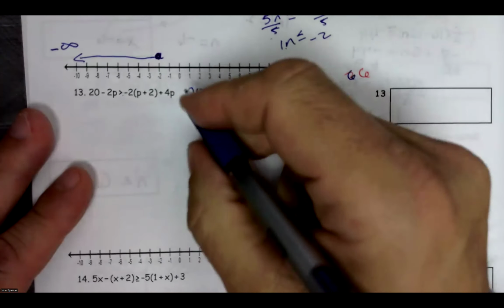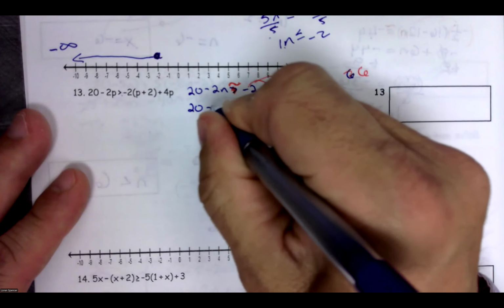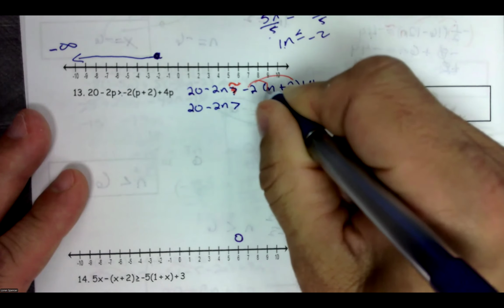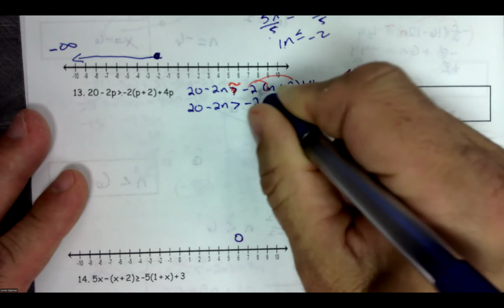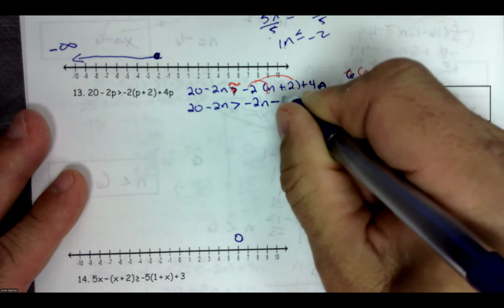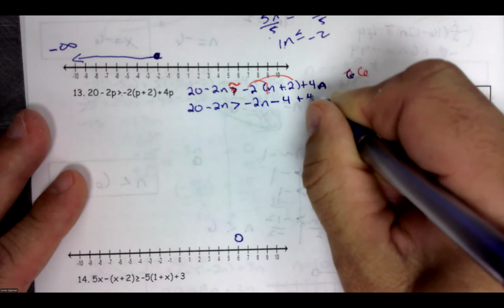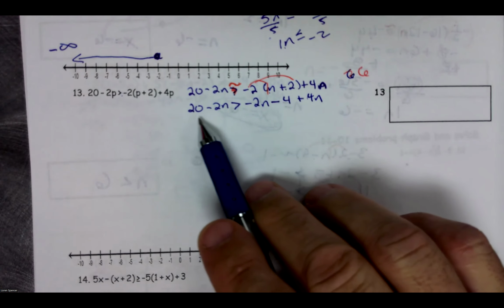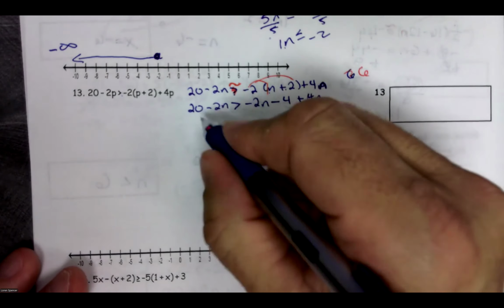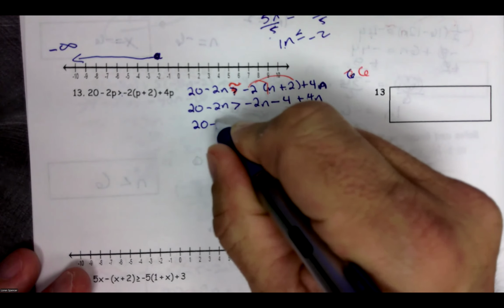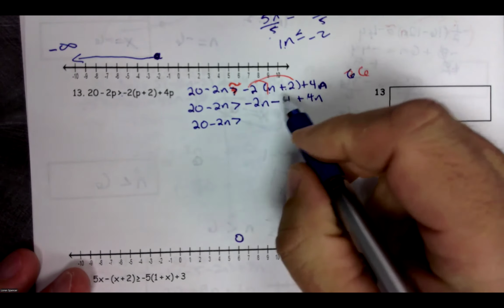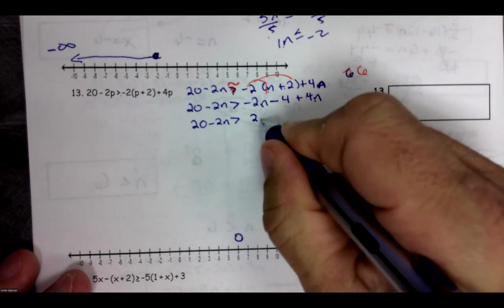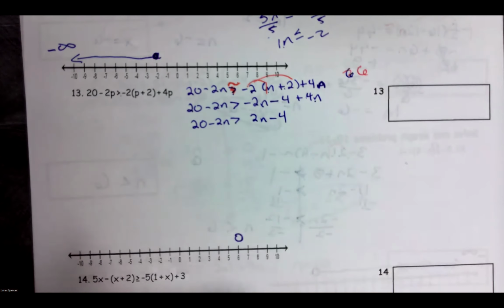So we have 20 minus 2n, copy the sign, greater than. Distributing, this is negative 2n. 2 times 2 is 4, so minus 4 plus 4n. All right, we want to combine like terms. Nothing to combine on this side, so we can just copy it down. So 20 minus 2n. Here I can combine the negative 2n and the positive 4n, and that gives me 2n minus 4.